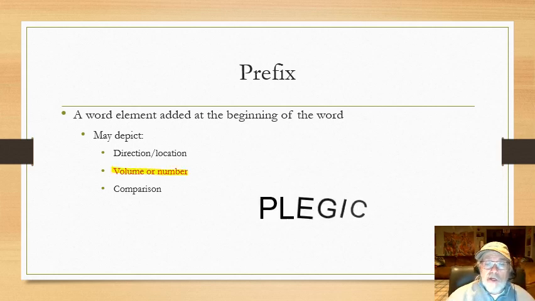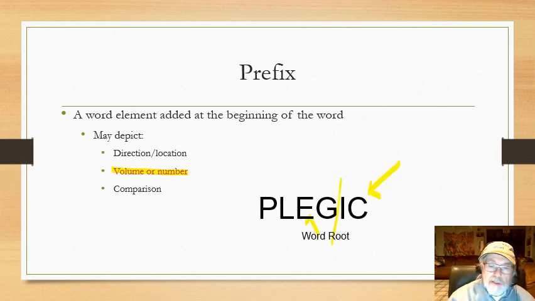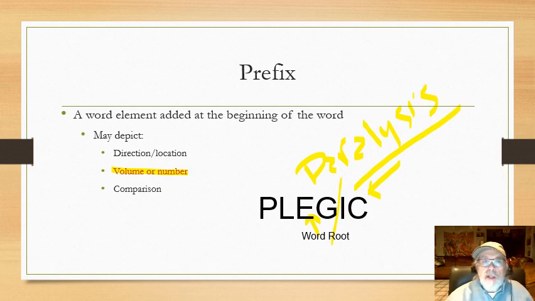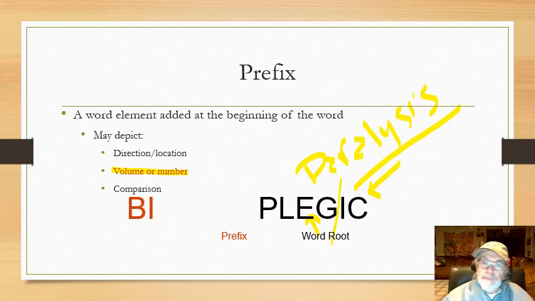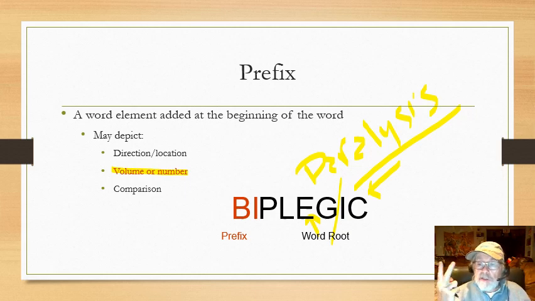Okay, if I look at here, plegic. Plegic, ic again is an adjective suffix. Plege means paralysis. So paralysis, pertaining to paralysis. But what type, pertaining to what in regards to paralysis? Mono is a prefix that means one. So if somebody had one paralyzed limb, they'd be called monoplegic. Okay, monoplegic.